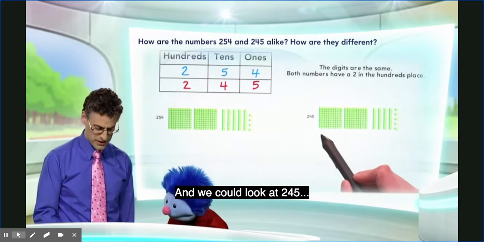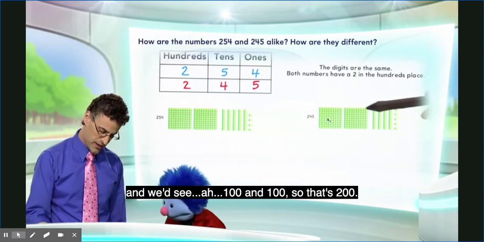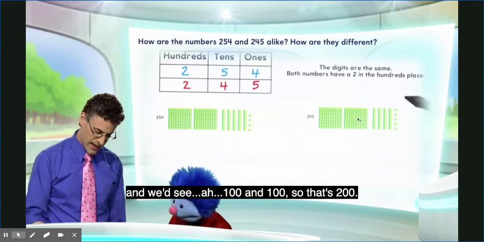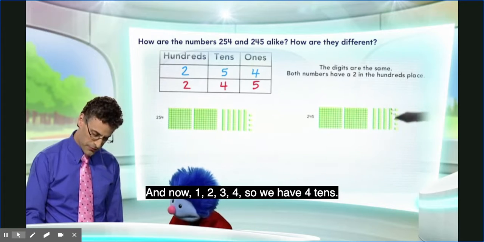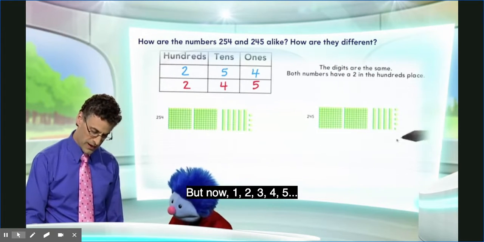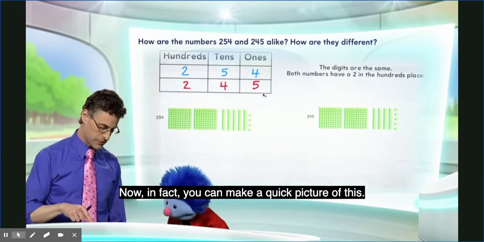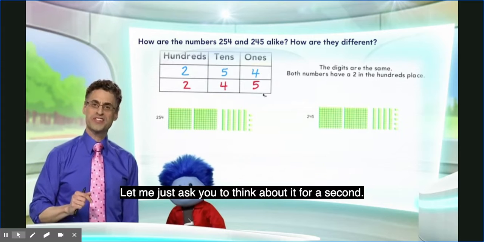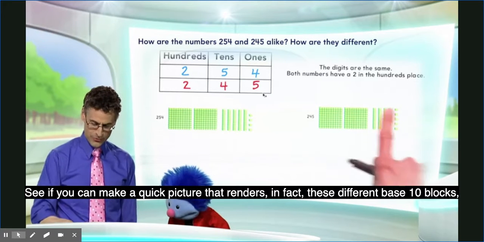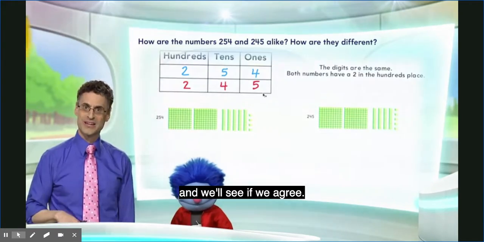Right. And we could look at 245, and we'd see 100 and 100, so that's 200. And now 1, 2, 3, 4, so we have 4 tens, but now 1, 2, 3, 4, 5 ones. Exactly. Now, you can make a quick picture of this. Let me just ask you to think about it for a second. See if you can make a quick picture that renders these different base 10 blocks, and we'll see if we agree.